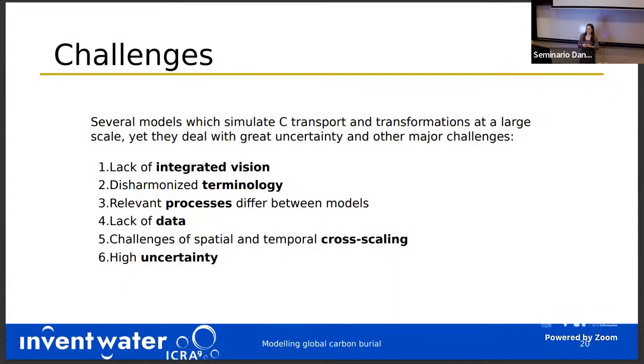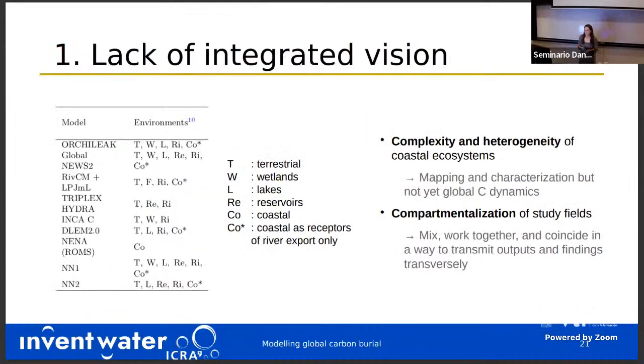So this takes us to the challenges. When we did this literature review, we found many challenges. We found several models which could simulate this carbon transport and transformation at a large scale, but there is great uncertainty and other major challenges, which we enumerated as lack of integrated vision, disharmonized terminology, relevant processes differ between models, there is a lack of data, and there are challenges in spatial and temporal cross-scaling. All of those will bring high uncertainty. So I will just quickly go through all of them.